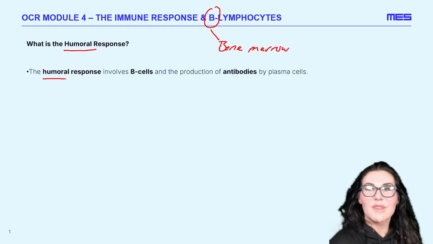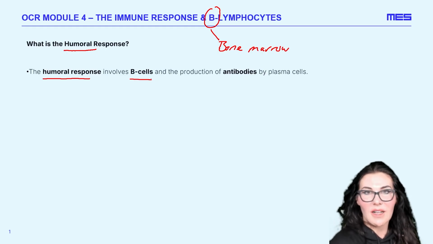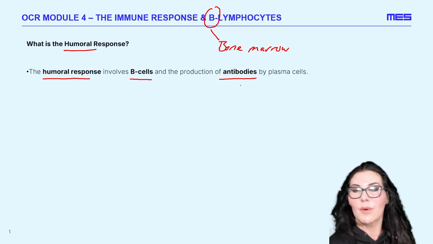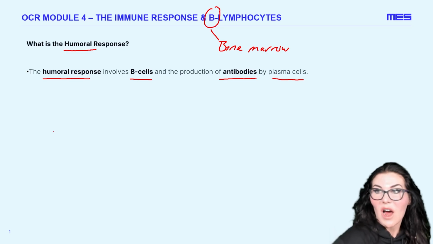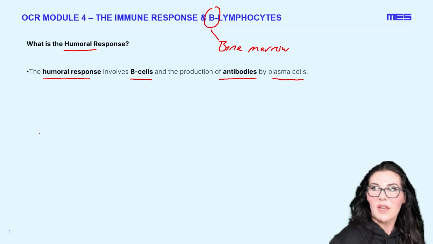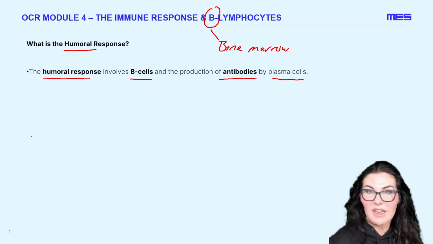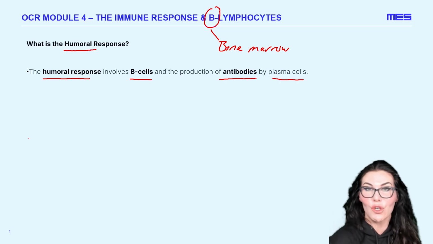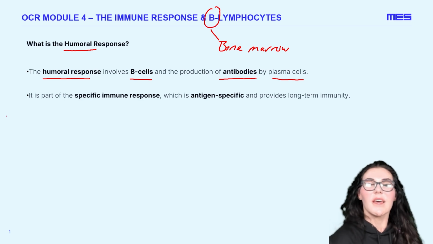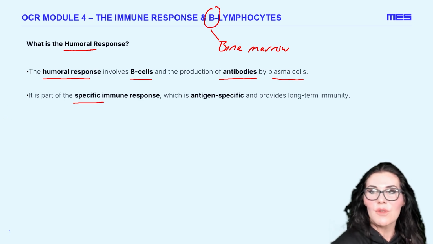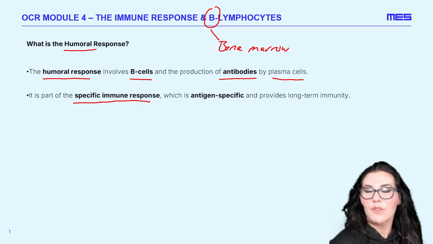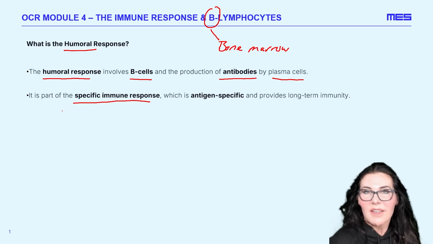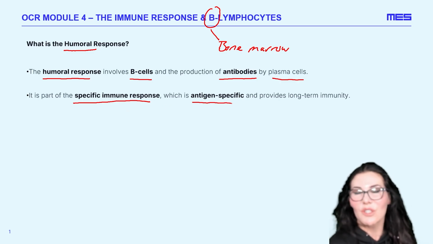Humoral response is specifically to do with B cells and the production of antibodies. Now it says here by plasma cells, because B cells give rise to particular cell types called plasma cells that release antibodies into the humor of the body, the fluids of the body. Still a very specific immune response, because the B cell that gets involved in an immune response will be directly involved with a specific antigen being presented.